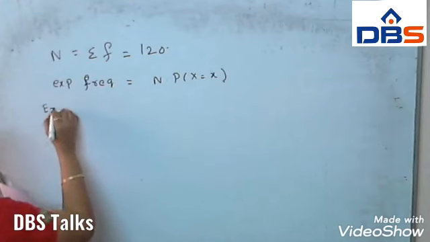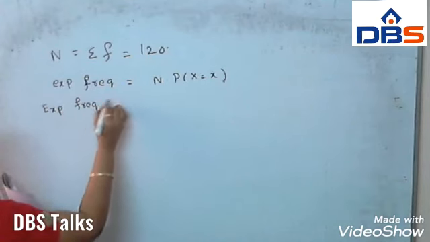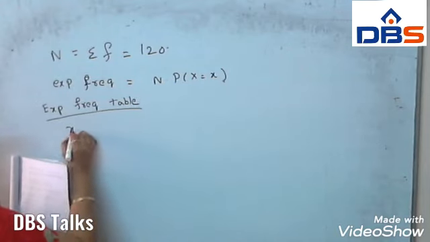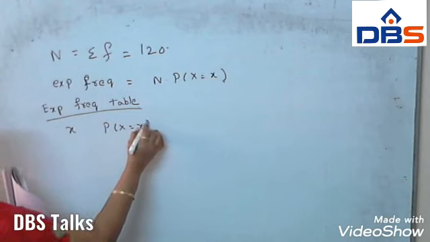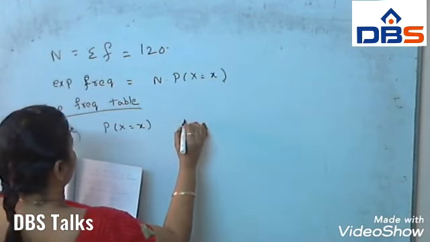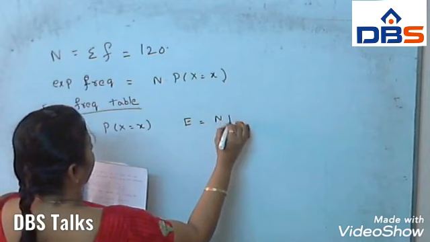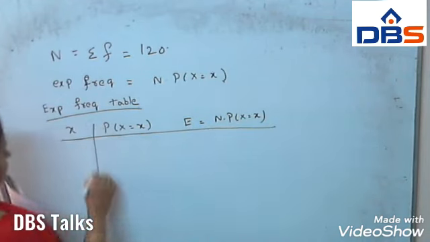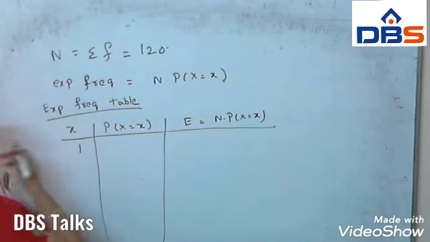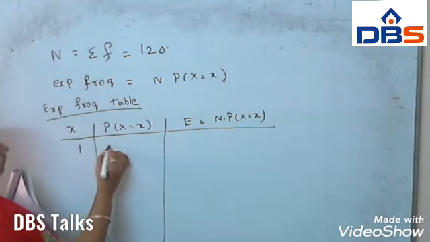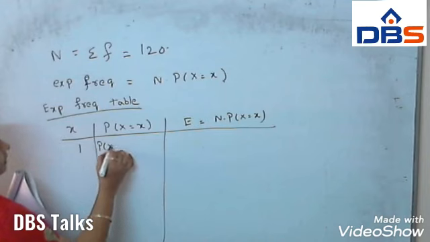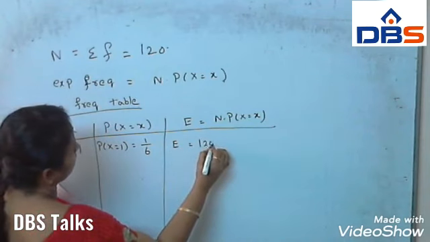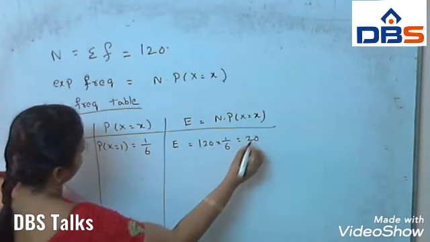Now the expected frequency table: x, P of x equal to x, E equal to n into P of x equal to x. X means 1, face 1. Now what is the probability of getting face 1? P of x equal to 1 is 1 by 6. E equal to 120 into 1 by 6, 20.